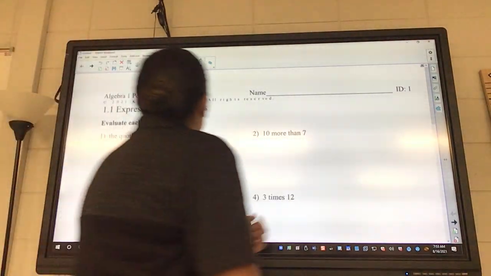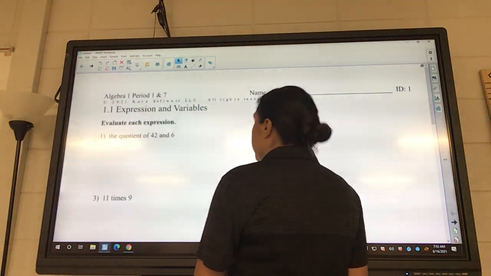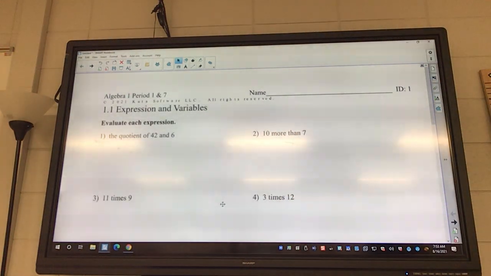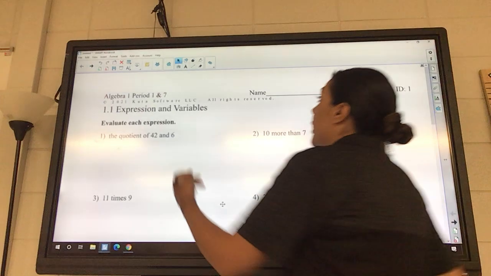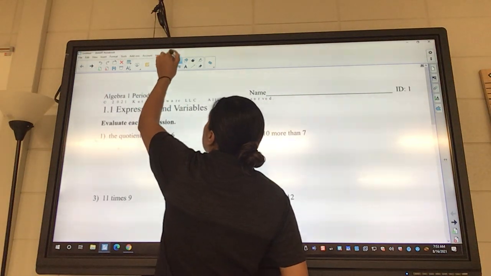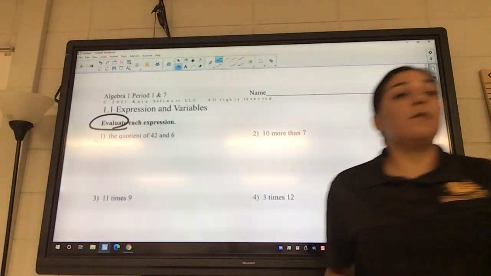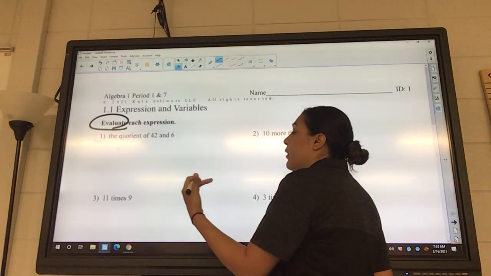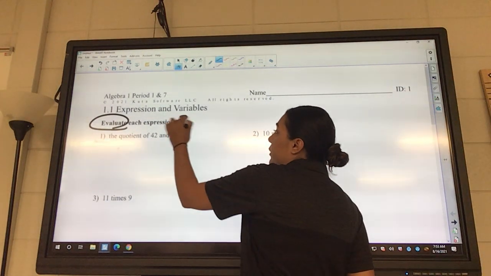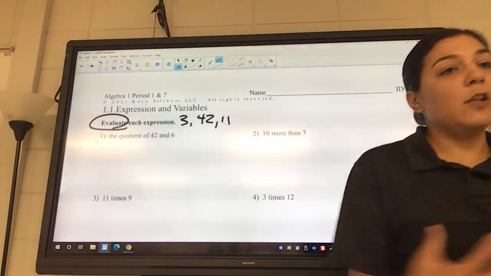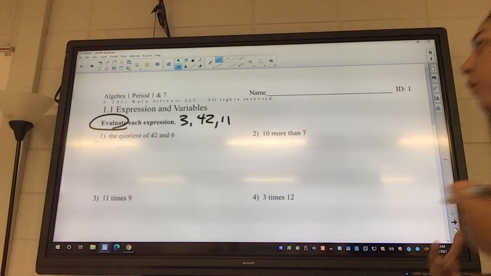Okay, so evaluate expressions and variables. That's what section 1.1 is. So evaluate each expression. Evaluate means to simply solve. You should have a number for an answer. An answer would be 3 or 42 or 11. Those are all ways to evaluate. That means to actually solve all the way.